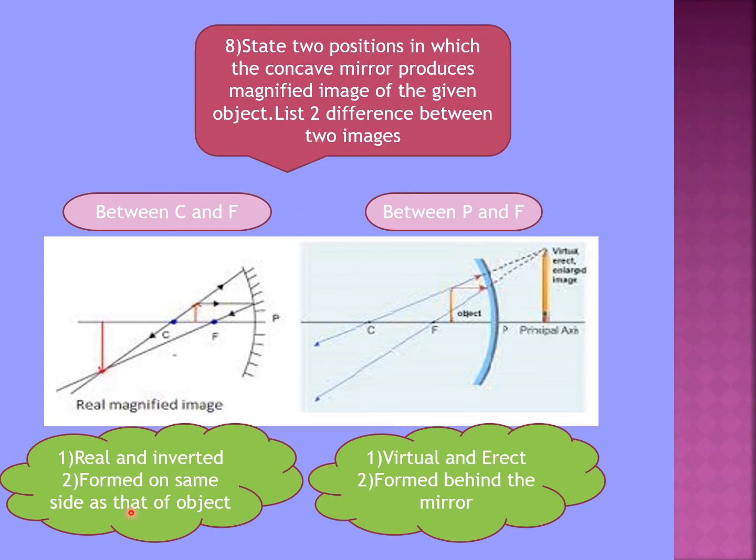They're asking us two differences. The second difference is that the image formed here is on the same side as that of the object. Can you see? Here is the object and here is the image. And the other is that the image is formed behind the mirror. So these are the two differences. Real inverted, virtual erect. Same size as the object, and it is formed from behind the mirror. Moving on to the next question.